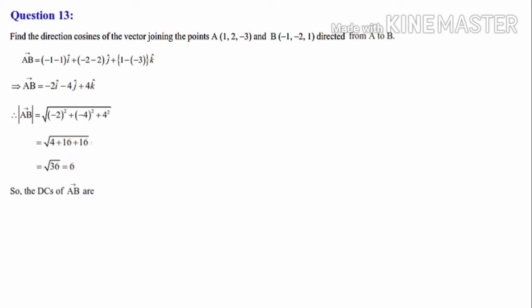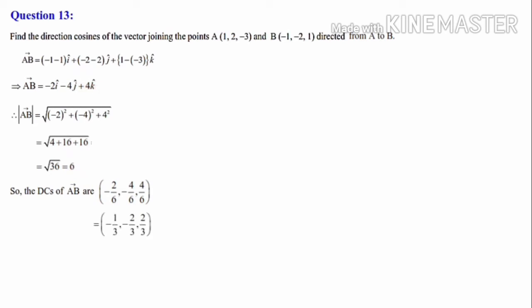So the DCs, or the direction cosines, of AB are x divided by r, y divided by r, and z divided by r. That is the formula. Here x is minus 2 divided by r, the modulus of that vector, that is 6. So minus 2 divided by 6, comma, y divided by r, that is minus 4 divided by 6, and z divided by r, that is 4 divided by 6.